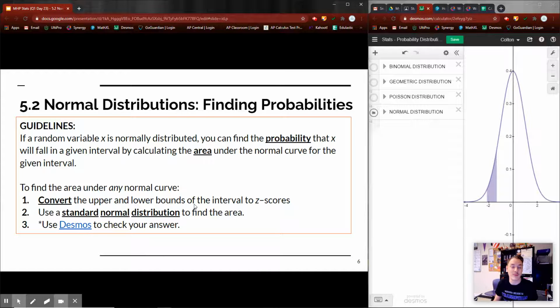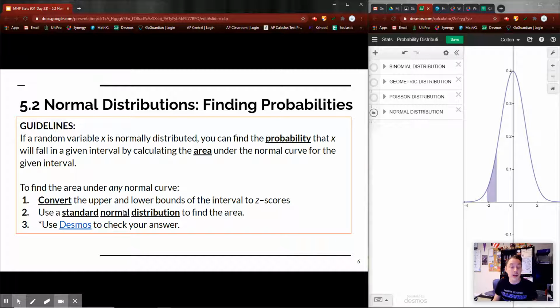Of course, you can use Desmos to check your answer. However, I will kind of caveat this. I will warn you, I will kind of flip back and forth between these steps. Why? Because honestly, if you use Desmos, you don't need to convert the upper and lower bounds of the interval that you're given to z-scores. You don't need to do that.